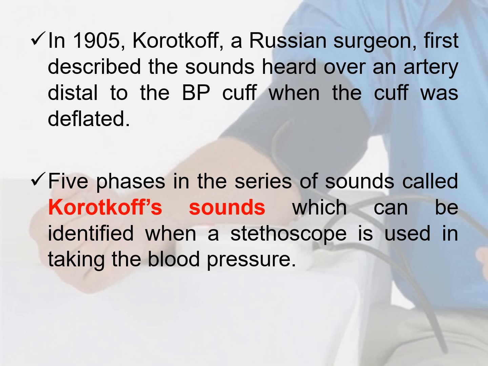In others, only the beginning and ending sounds are clear. So the American Heart Association recommends recording two numbers for a BP measurement: the point on the manometer when you hear the first sound for systolic, and the point on the manometer when you hear the fifth sound for diastolic. Some institutions recommend recording the point when you hear the fourth sound as well, especially for patients with hypertension.